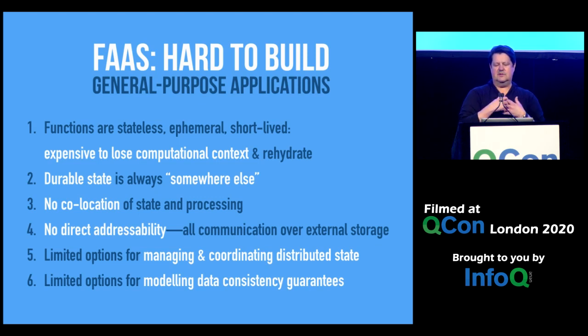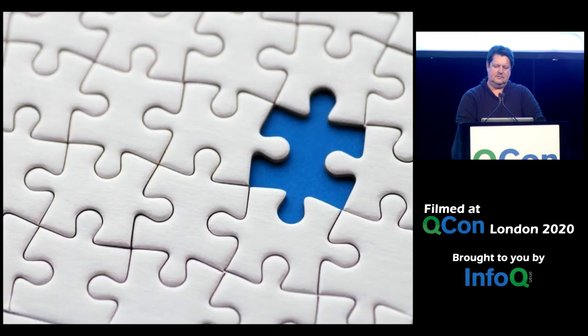There's no direct addressability on these functions. There's no need for it in function as a service because they're just anonymous functions without any state. You could spin one up, it goes and does its thing, whatever that is, and then returns some data to the user. There's limited options for coordinated distributed state and modeling consistency guarantees. We're missing a really big piece of the puzzle here. It's really the elephant in the room, which is state.